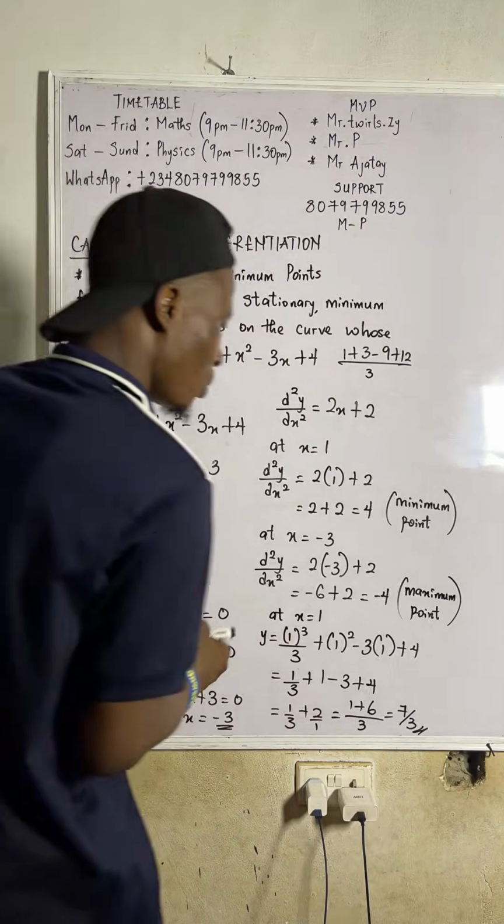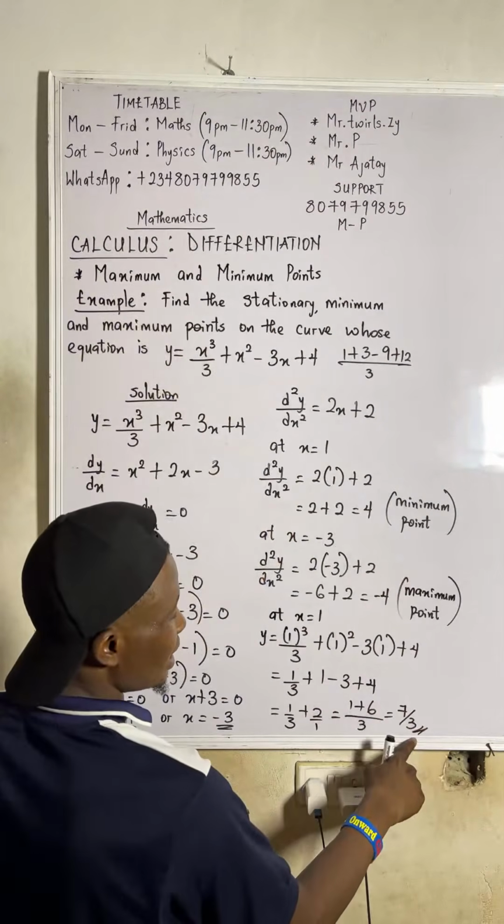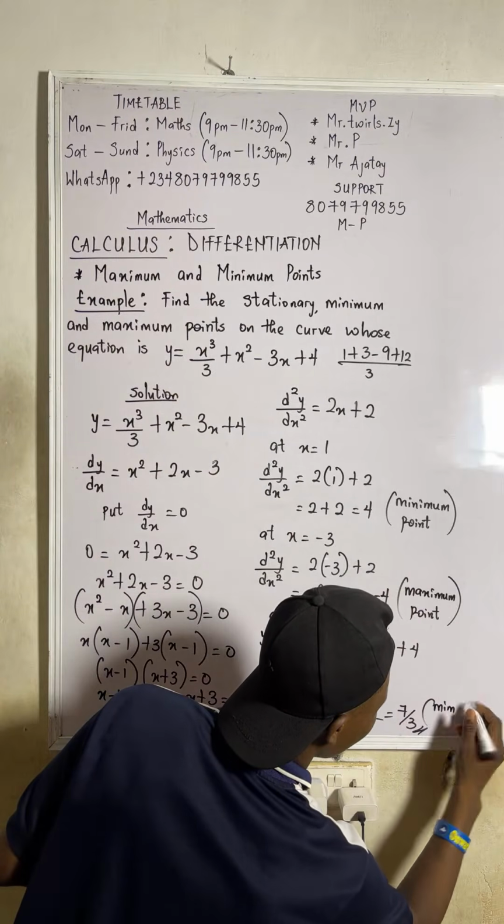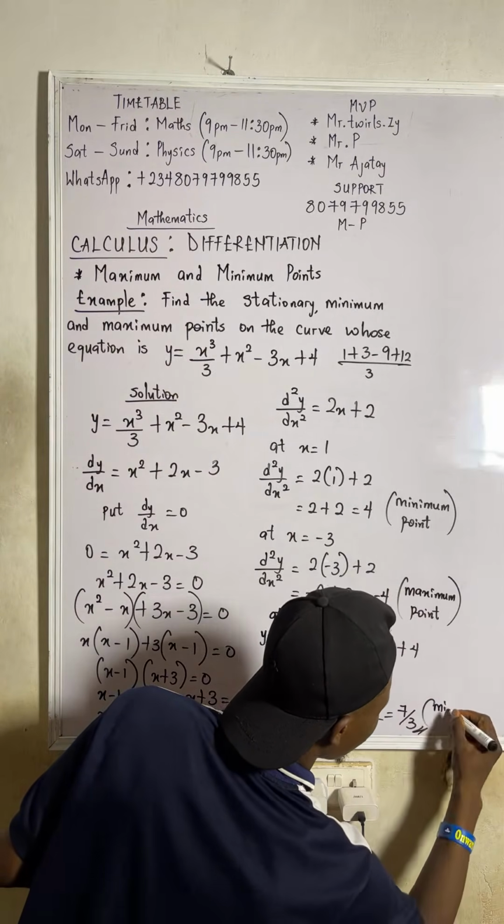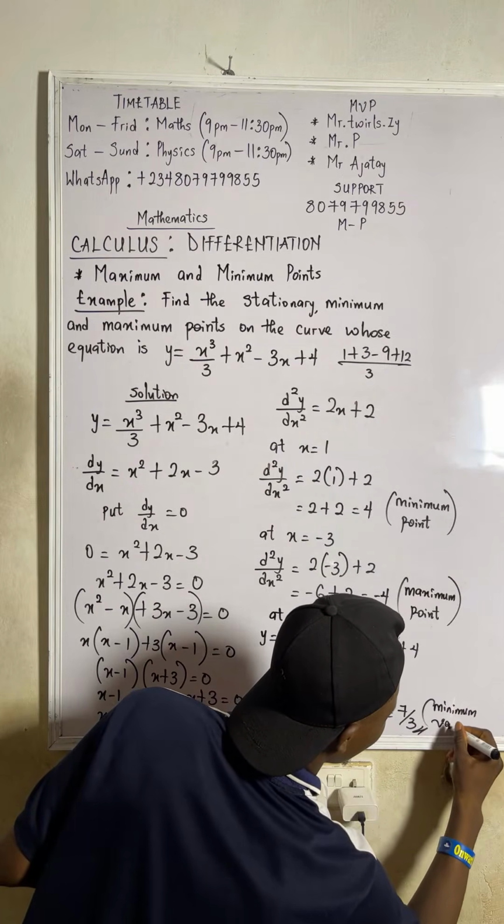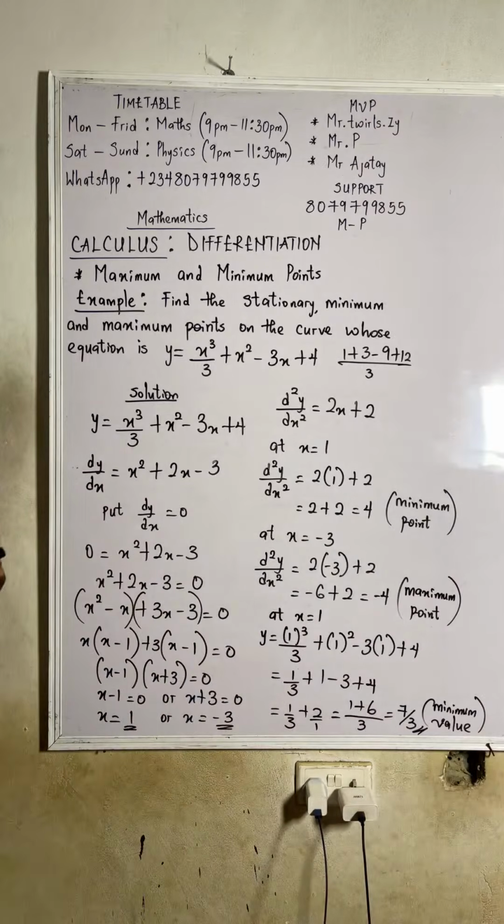So you see that it is greater than 0. So this is called the minimum value.